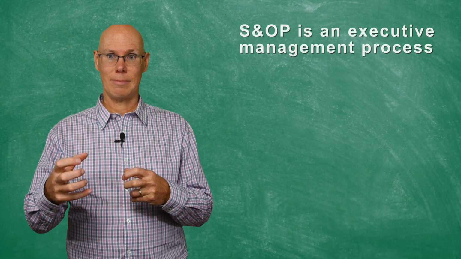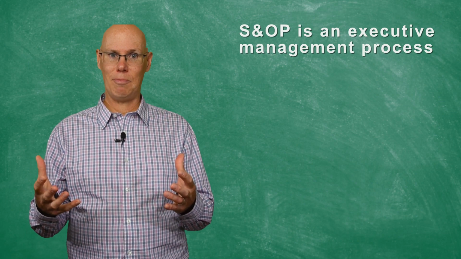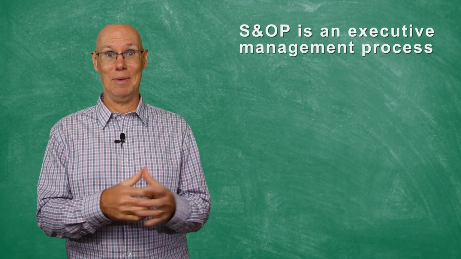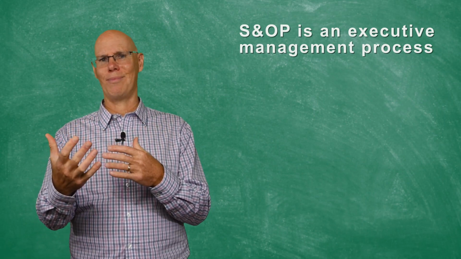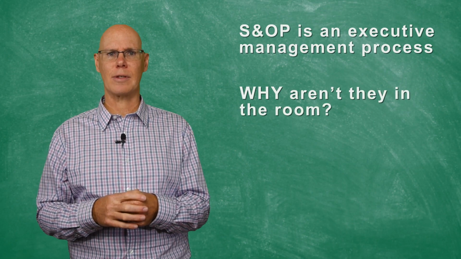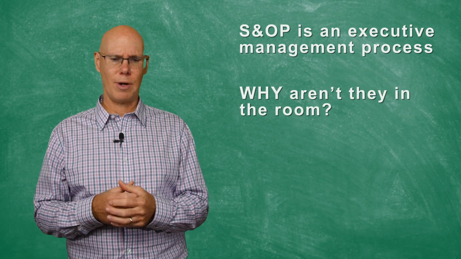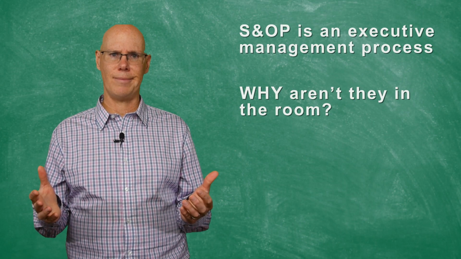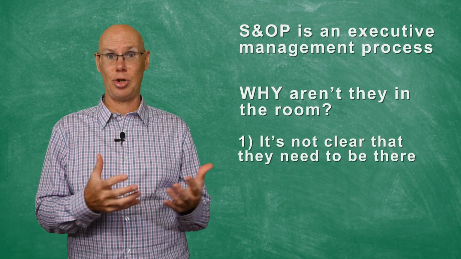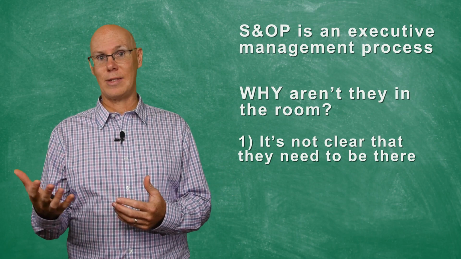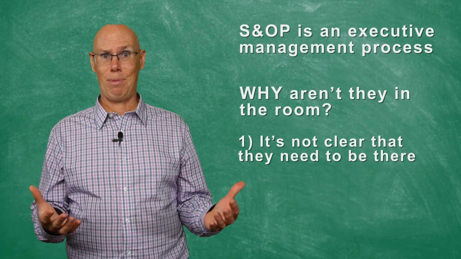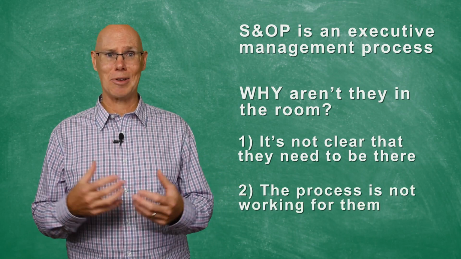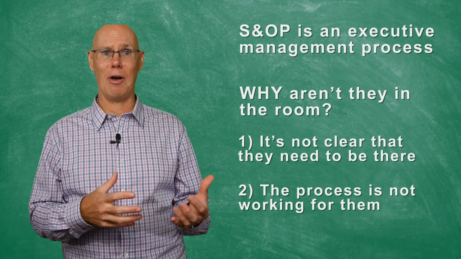Executive S&OP is an executive management process. If the executive's not in the room, it's really hard for it to be an executive management process. So it's really important to figure out, why aren't they involved in this? For me, it comes down to one of two reasons. The first one, it's not clear to them that they should be or need to be. And the second one is that maybe they understand they need to be there, but the process just really isn't working for them. And so, as such, they don't get involved.